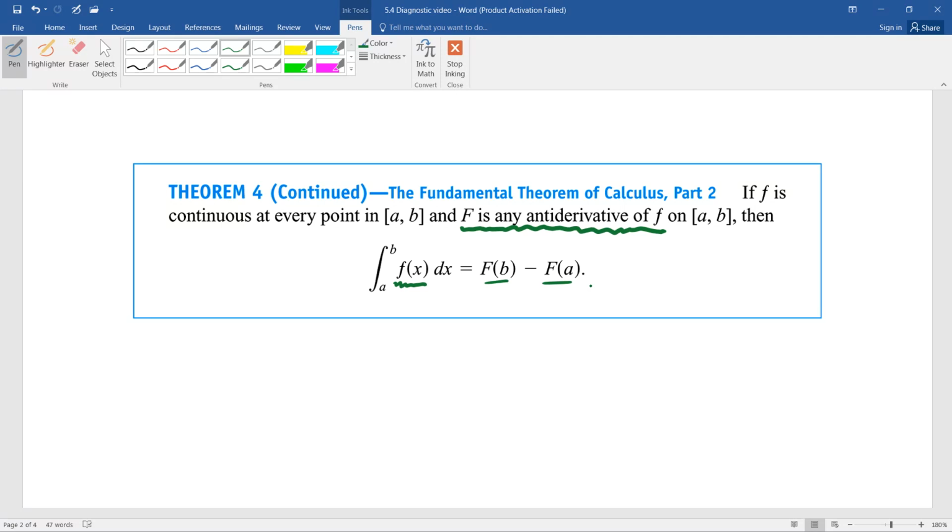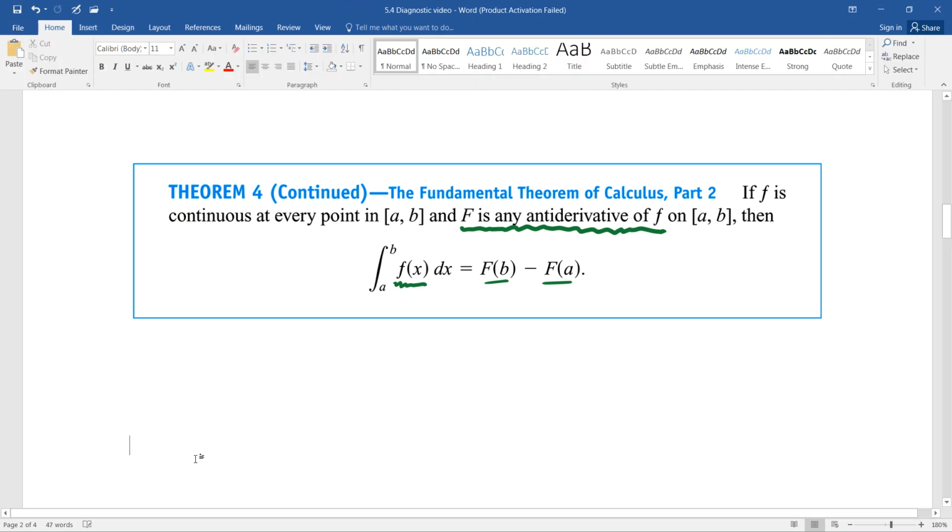So if I want to evaluate a definite integral, we first need to find an antiderivative and then evaluate it. First we evaluate it at the upper limit, b, then we evaluate it at the lower limit, a, and we take the difference, the upper minus the lower.